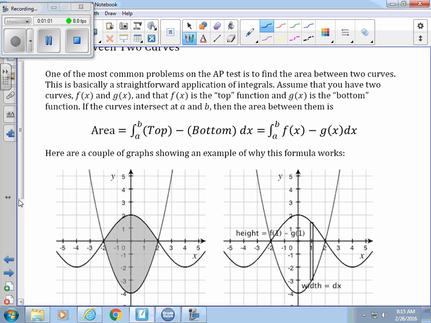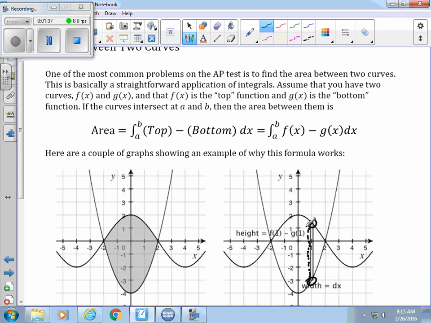One of the most common problems on the AP exam is to find the area between two curves. It is a pretty straightforward application of integration. If you have two curves instead of one, then would you agree if I wanted this distance here, you would do this top point minus the bottom point? Isn't that how you find distance? If you wanted the distance between two y values, you would just subtract the y's.